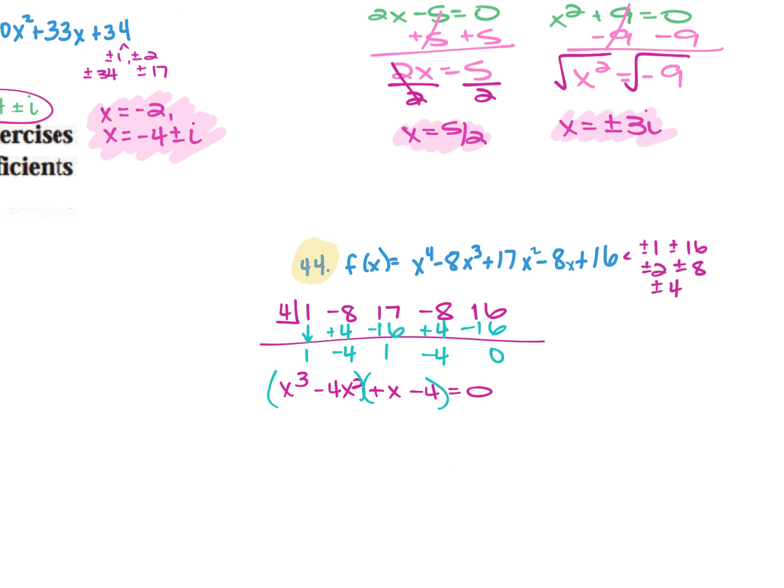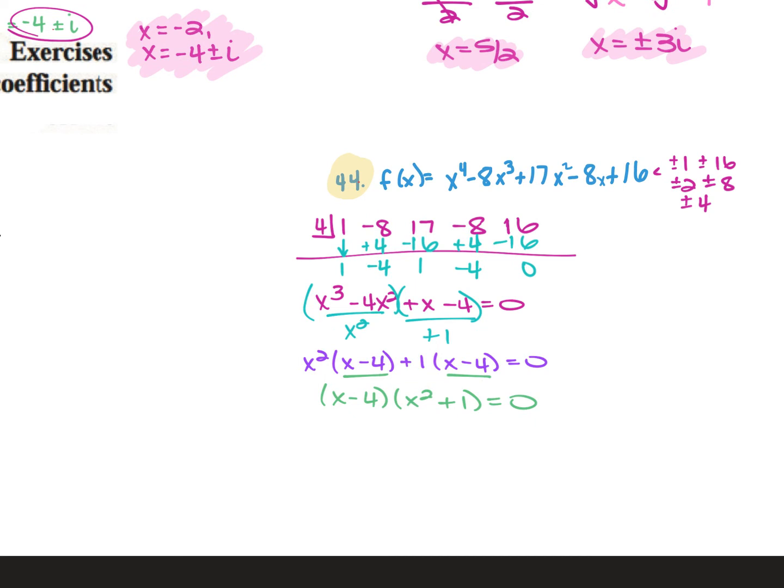4 terms, you can factor by grouping. Factor out an x squared from the first set, factor out a positive 1 from the second. This is going to leave you with x squared times x minus 4 plus 1 times x minus 4 is equal to 0. From here, your 2 sets of parentheses are the same, so this is going to be x minus 4 times x squared plus 1 is equal to 0. Set both of these equal to 0 and solve. So you have x minus 4 is equal to 0, and x squared plus 1 is equal to 0.